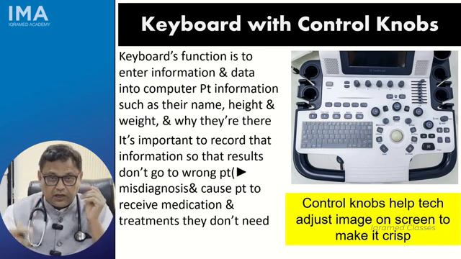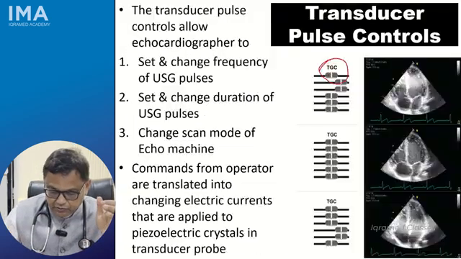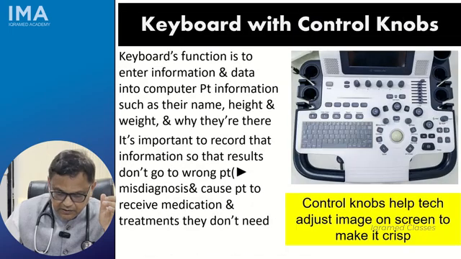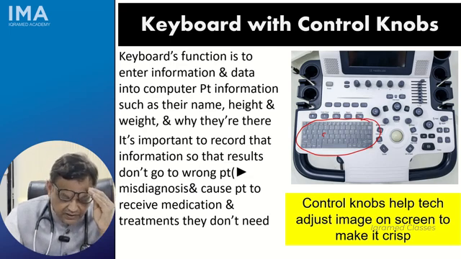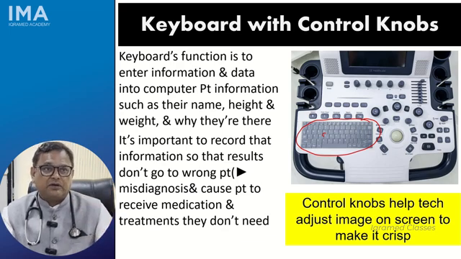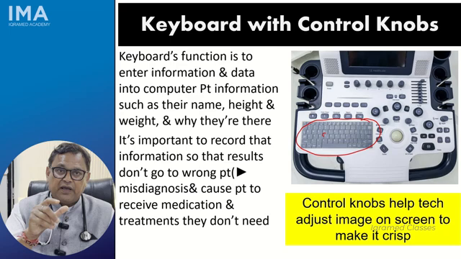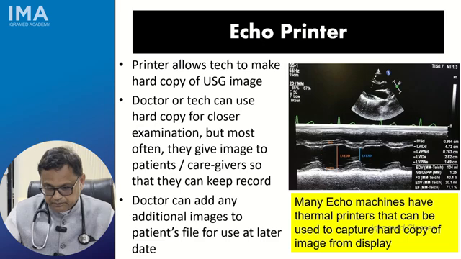Then again, coming back to the keyboard with control knobs. As I already told you, every machine also has a keyboard. So this is the keyboard here, and this is another keyboard. You can see this is the keyboard. Keyboard's function is to enter information and data into the computer, such as patient's name, height, weight, the indication, and then other information is fed. And basically control knobs can also help you to change the image on the screen, to make it sharper or make it a bit dull, depending on what you want. So all this can be even done by the keyboard.